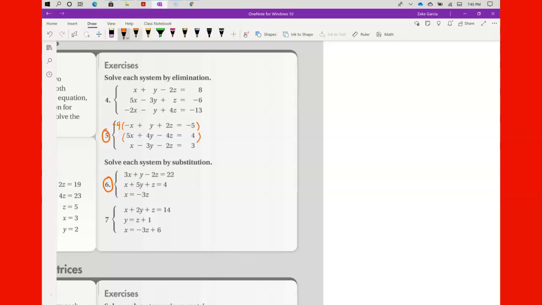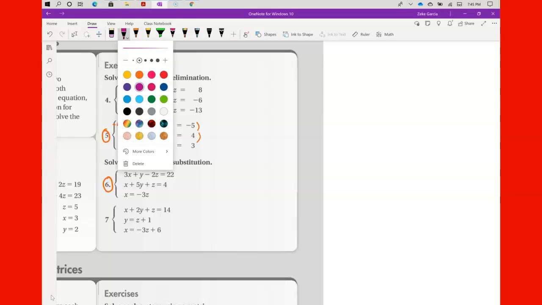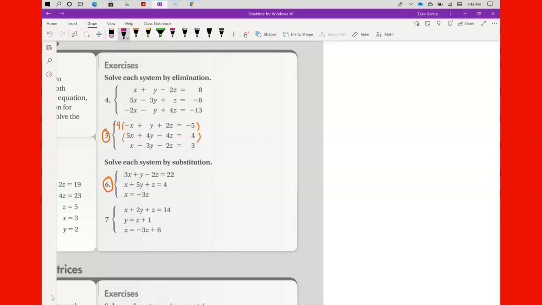So I'm going to go ahead and use purple. So negative 4 times negative x gives you 4x. Negative 4 times y gives you negative 4y. Negative 4 times 2 gives you negative 8z. Negative 4 times negative 5 gives you positive 20, which you don't have to write as positive 20, so I'm going to erase that, okay? Let me just erase the whole thing.